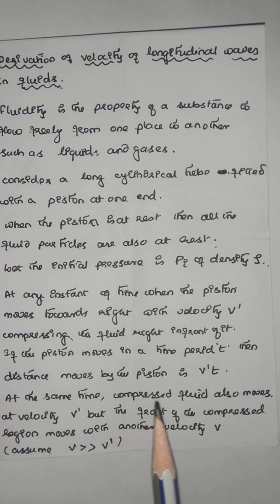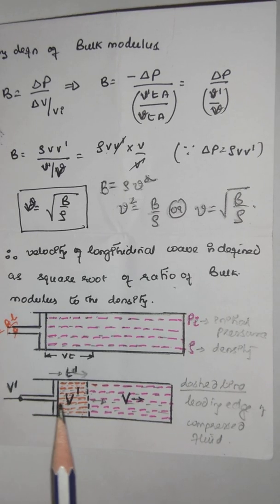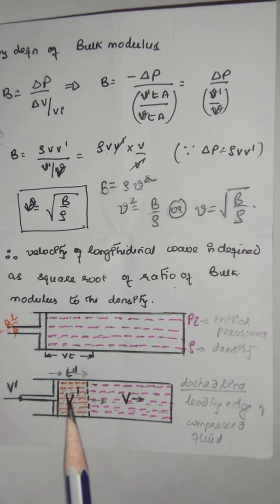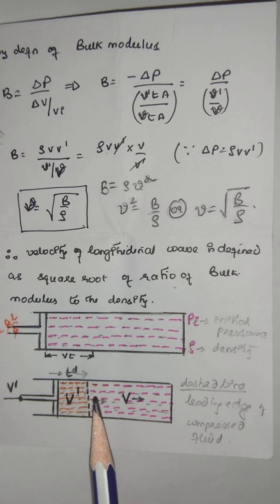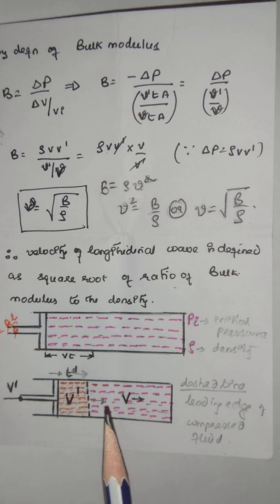At the same time, the compressed fluid moves with velocity V dash, but the front of the compressed region also moves with a certain velocity, that is V. These two velocities are such that V is slightly greater than V dash. That means whenever the piston moves inside, the particles near the piston are compressed, and this compressed region moves with velocity V dash. Beyond this region, the particles are in motion with velocity V.